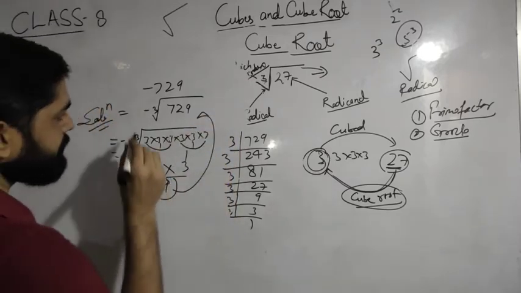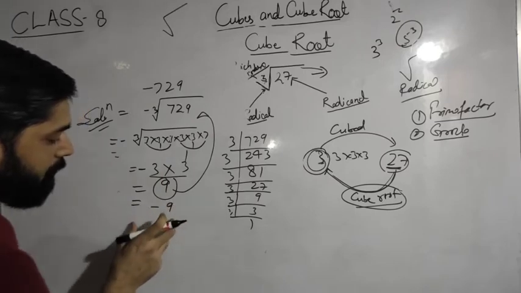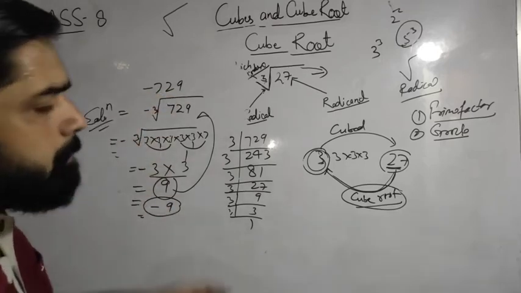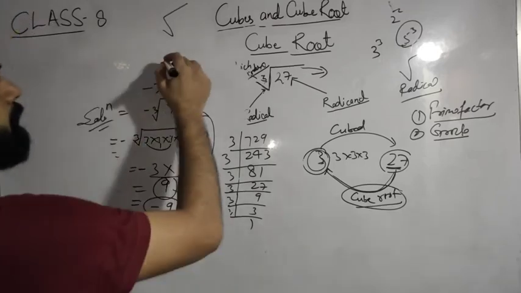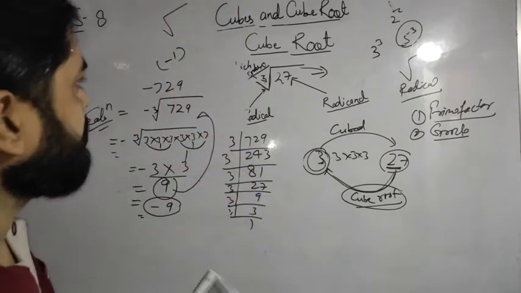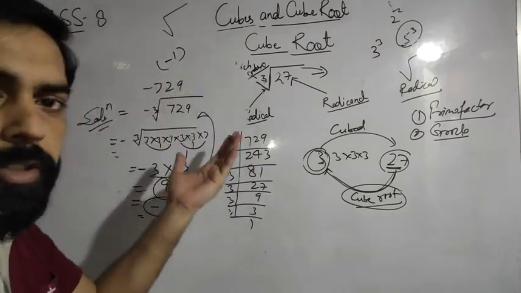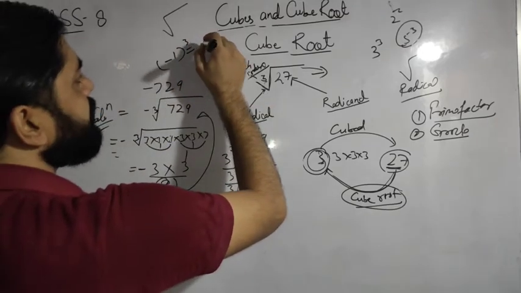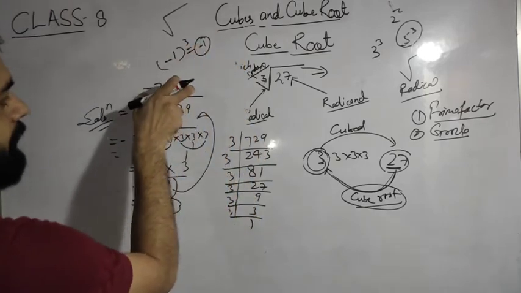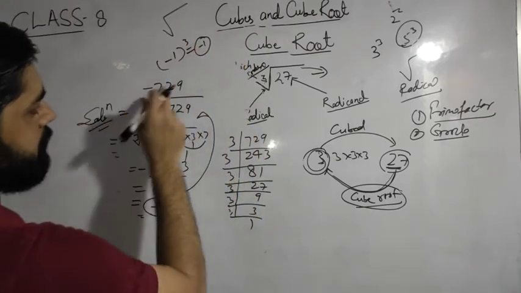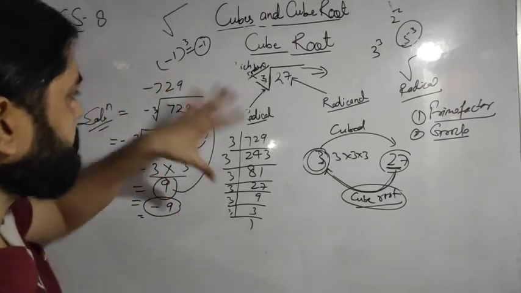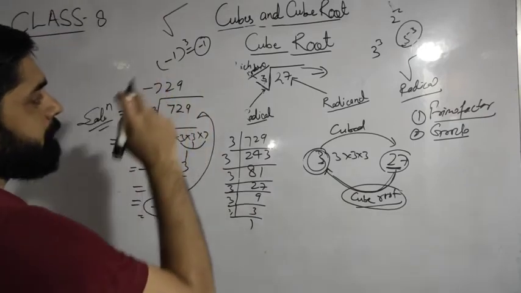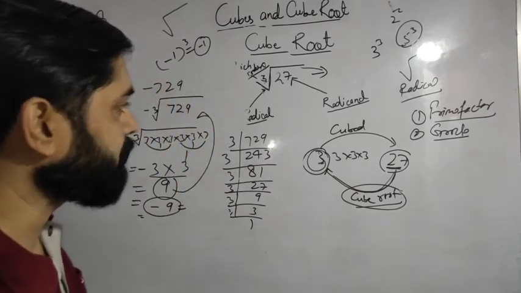But what is given here? Here minus is given, so we use the minus, and the answer will be minus 9. I explained negative numbers yesterday in my previous video. What is the cube of a negative number? The cube of a negative number will always be negative. So the cube root of a negative number will also be negative. So minus 9 is the cube root of minus 729.